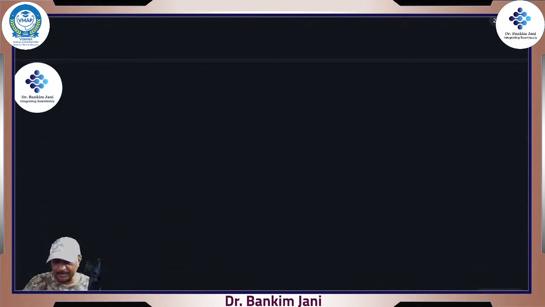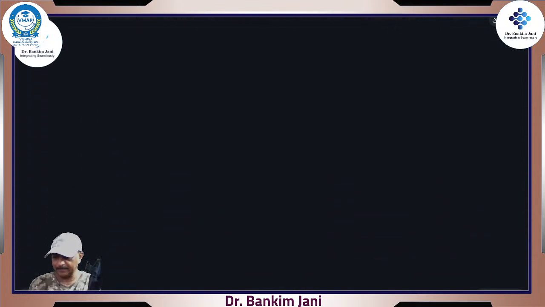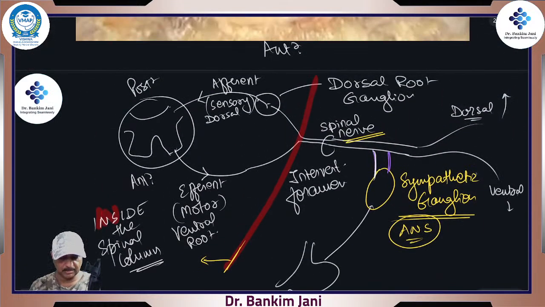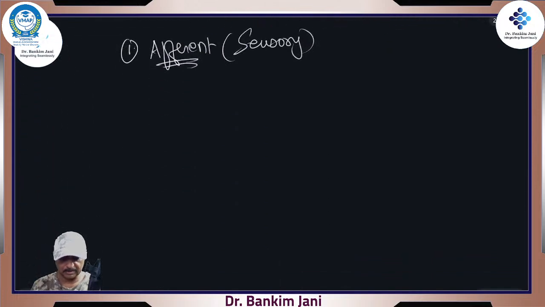Let's make things a bit easy. As we said, for the first part, we are now focusing only on afferent, right? So afferent was what? Sensory, right? So sensory was from the backside, right? So this means we are talking about this part, dorsal. So this is our dorsal root.